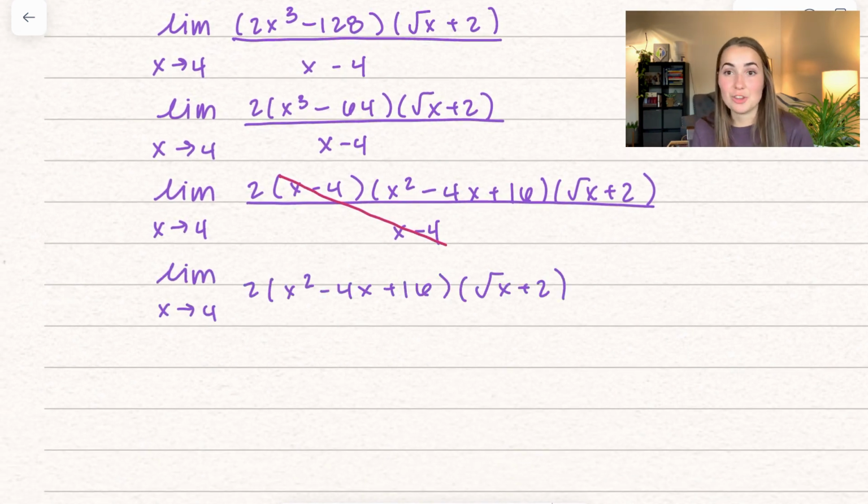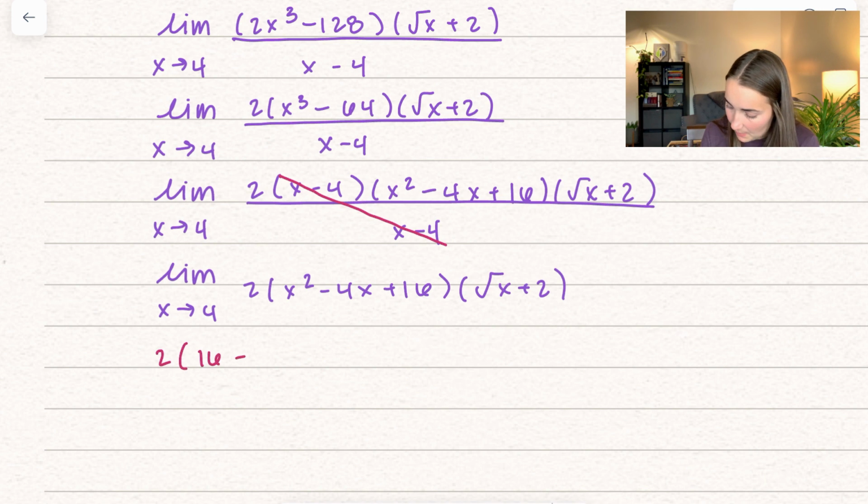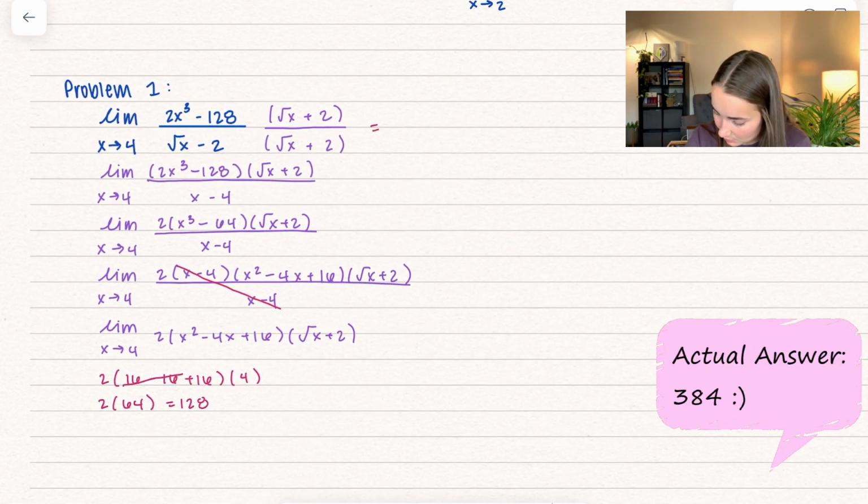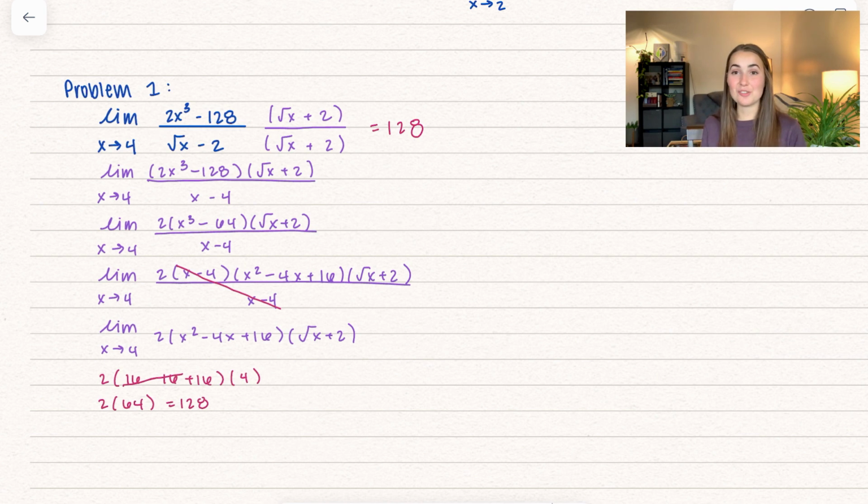Now I can go ahead and use direct substitution. So when I plug that in, I get 2. 4 squared is equal to 16, minus 4 times 4, which is 16, plus 16, times the square root of 4 plus 2 is just equal to 4. So 16 minus 16 is equal to 0. So I get 2. 16 times 4 is 64, which is equal to 128. So my entire limit is equal to 128. And that's our solution. Let's go ahead and move on to the next problem.